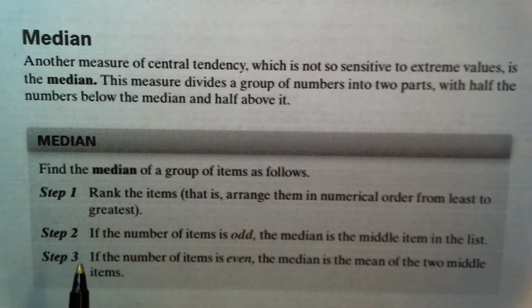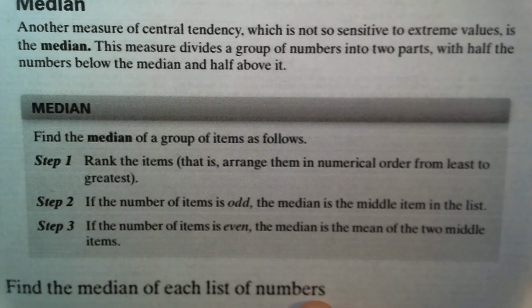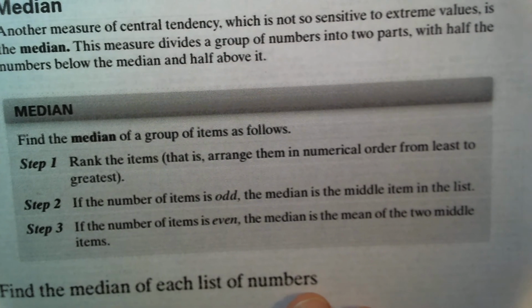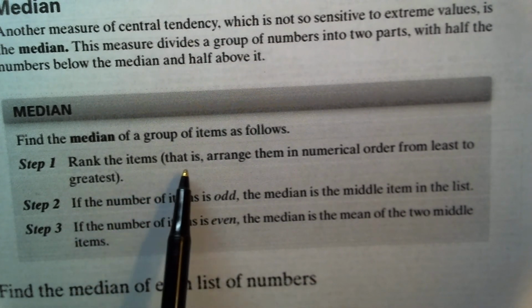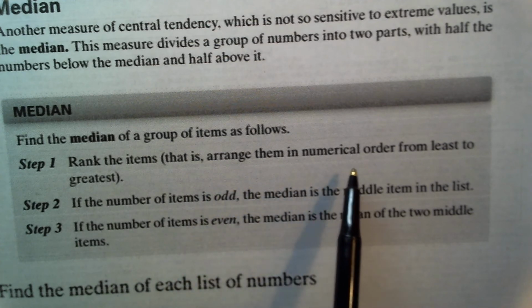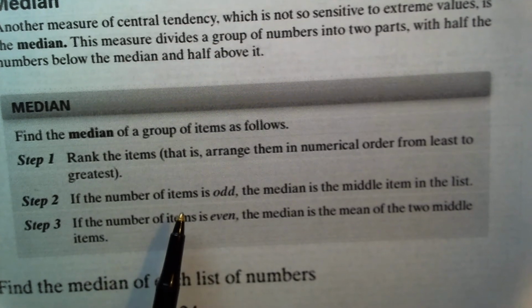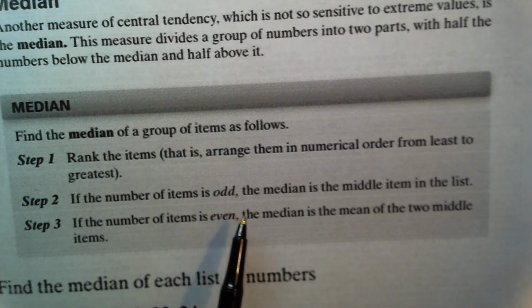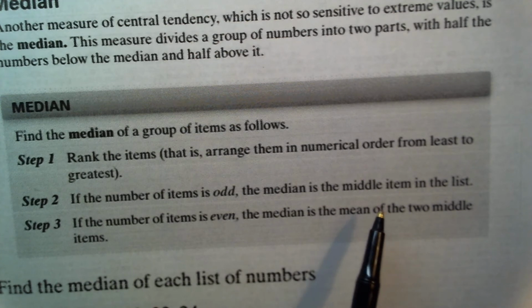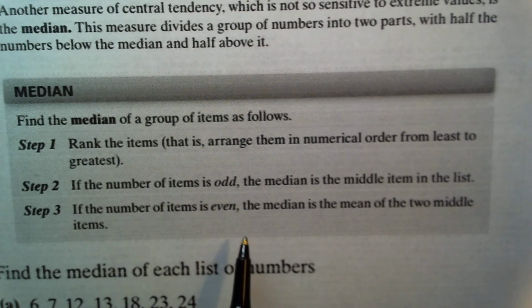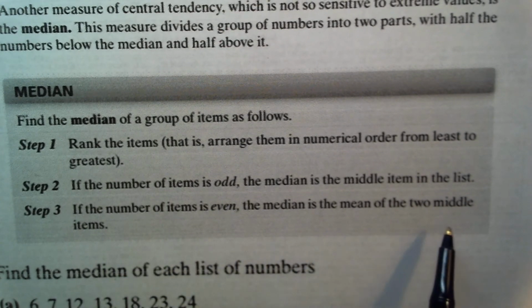Now to find the median, we have to do something, and typically we need to group the items. Number one, we need to rank them. We arrange them in numerical order, from least to greatest. Then, if the number of items is odd, the median is the middle item in the list. And if the number of items is even, then the median is the mean of the two middle values.